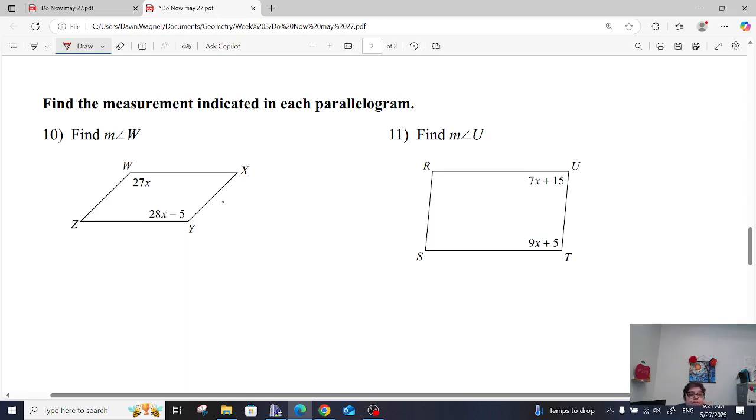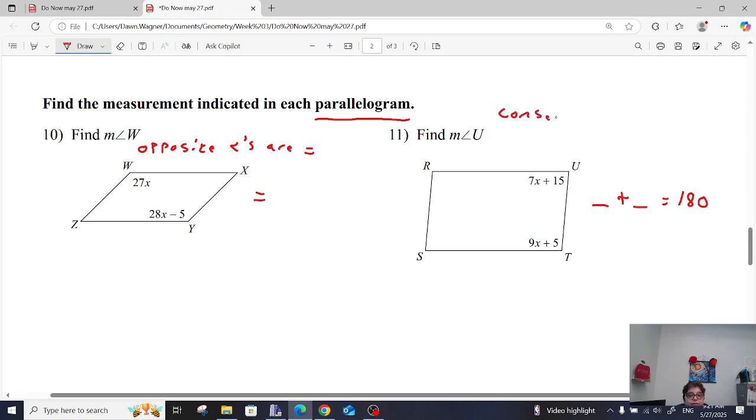Okay? These are parallelograms. And in parallelograms, the opposite angles are equal. The adjacent or consecutive ones have to be supplementary. So these are equal. These you add together and set equal to 180. Do you see the difference? Yes, don't mess those up on the test. You may want to write a note to yourself. Opposite angles are equal.